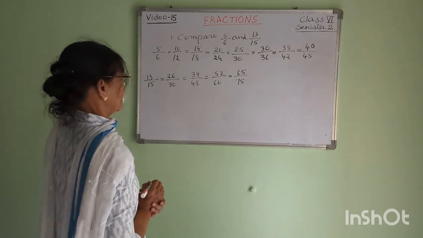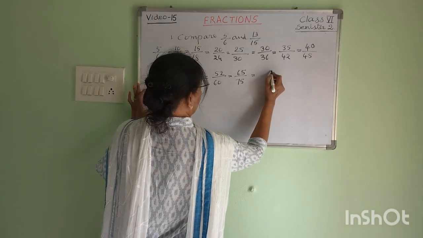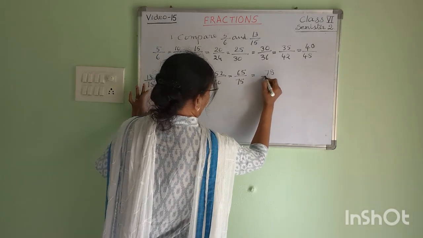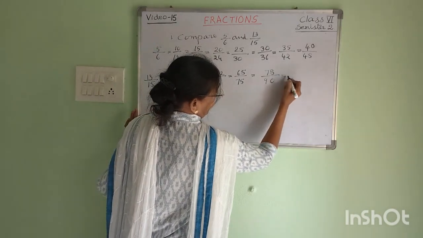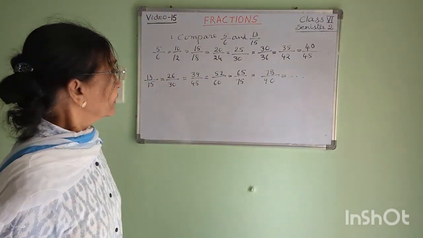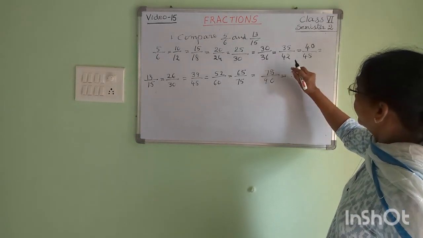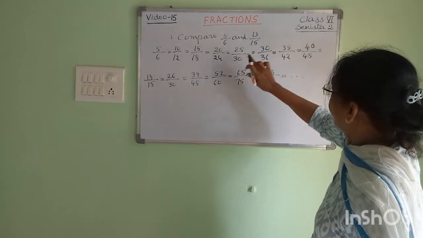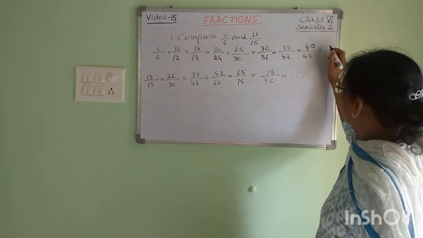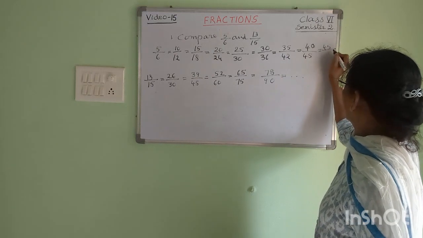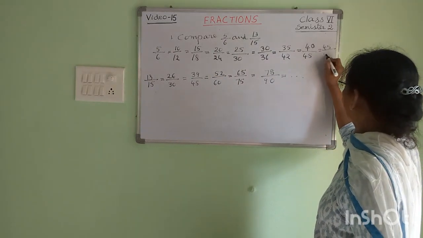Multiplying by 6, 78, 6 15s are 90, and so on. Here also we will get some more equivalent fractions. Now here we have multiplied 5 sevens, 5 8s, 5 9s, 45, 45 by 9, 9 6s are 54.